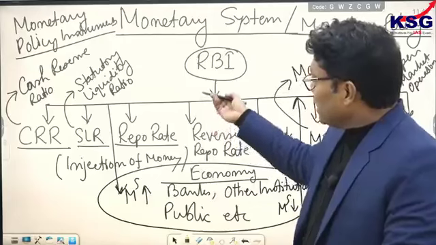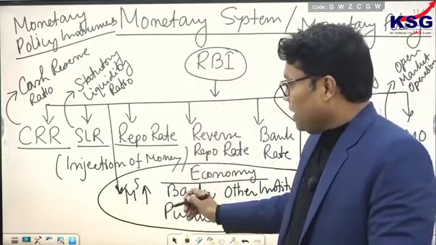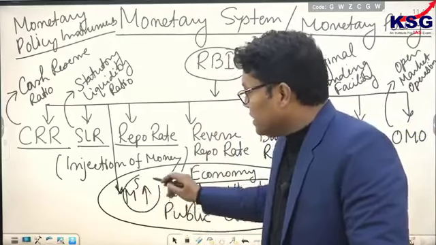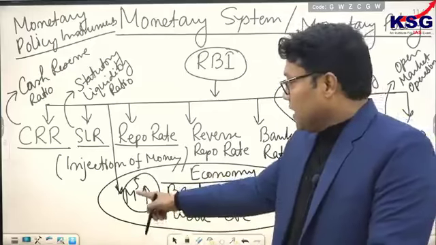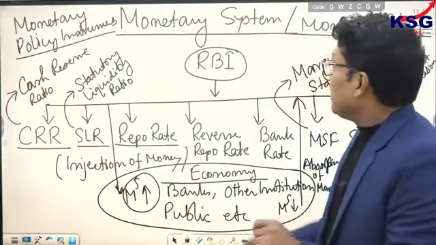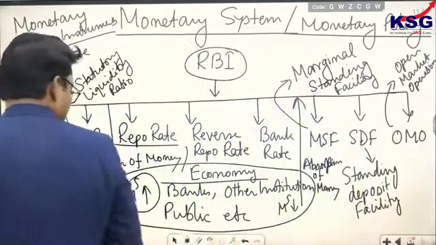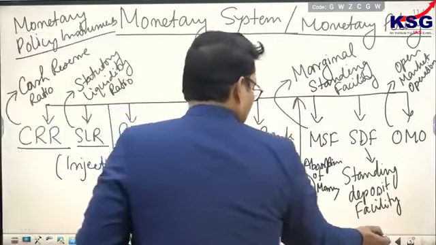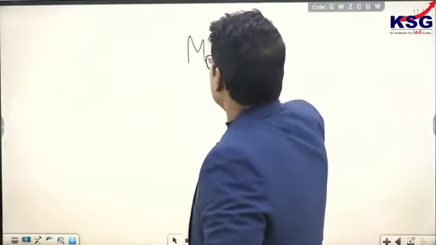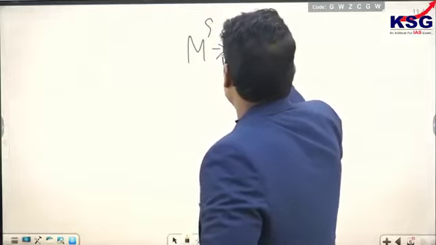So when money comes from RBI to the economy, it represents an increase in money supply, MS. MS stands for money supply. I'm writing it here. I'm not getting space, so I'm using the other board, but I can come back.